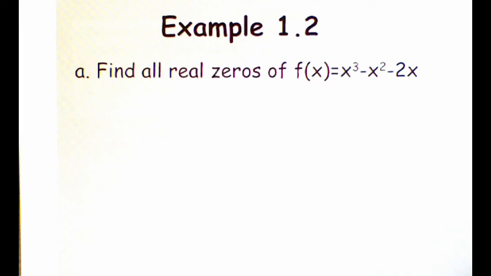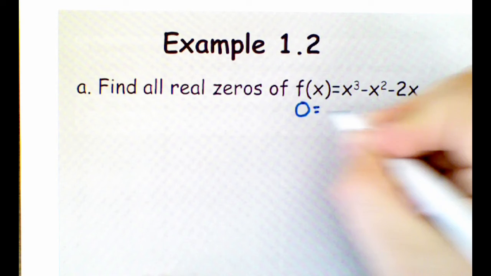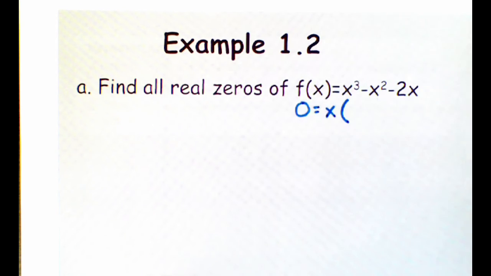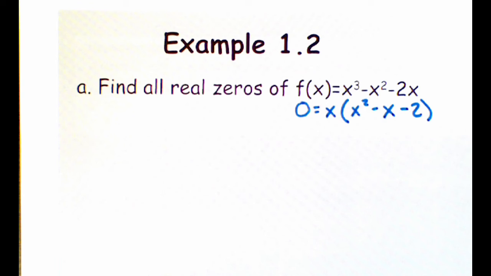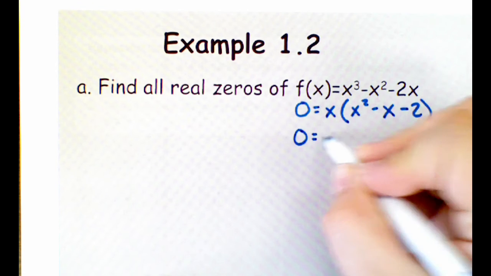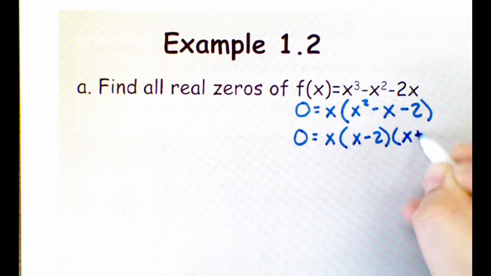So let's find all the real zeros. If I look at this function, I see the degree is 3. I know there could be at most 3 real zeros. We find the zeros by changing f of x to 0 and factoring. I'll take out my GCF, which is an x, first. I get x squared minus x minus 2. Well, can I factor that? I sure can. x minus 2 times x plus 1.